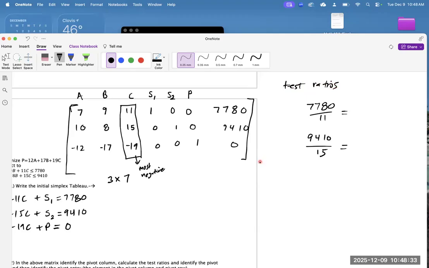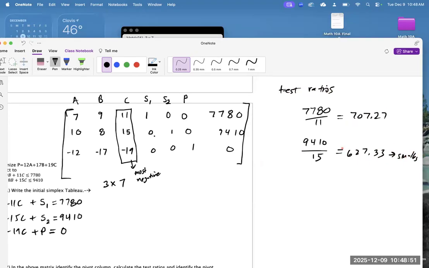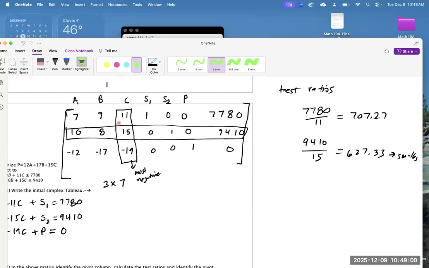And I just calculate what those are, and I get 707.27. And then here I got 626.33. So I take the smaller of those, that's the smallest. So that becomes my pivot row, the one with the smallest test ratio. So this 15 is my pivot entry.